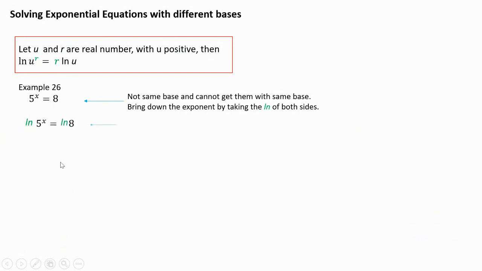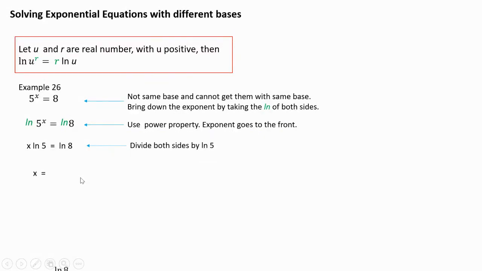The exponent goes to the front. Then we divide both sides by the ln of 5. We use the calculator. So there's my solution. Most of the times, they're going to want you to round it off to 4 places. Okay, so this approximates my solution.